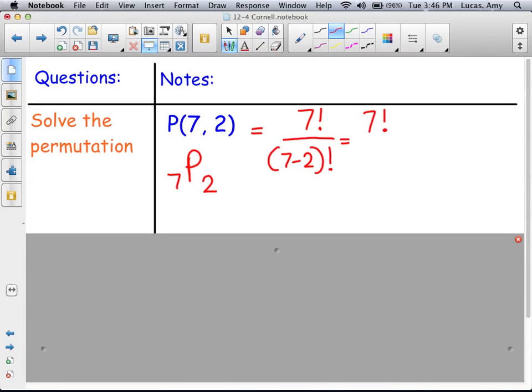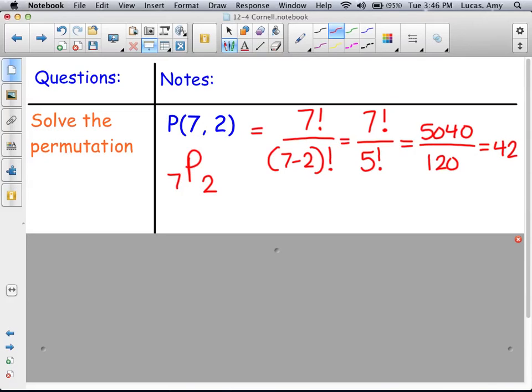Now, I am going to subtract 7 minus 2 and rewrite it as 5 factorial. 7 factorial, using my calculator, is 5,040, and 5 factorial is 120. If I divide those, I get 42.